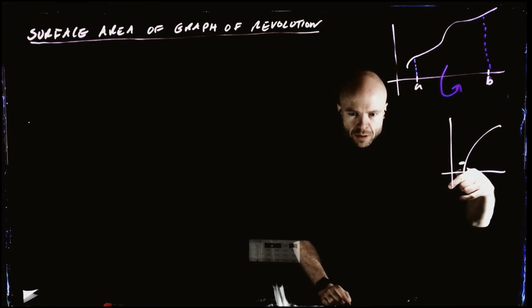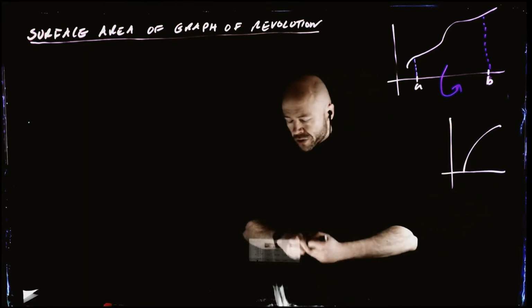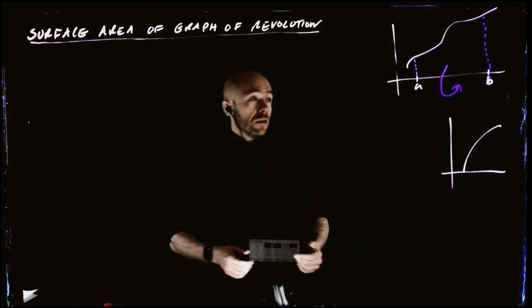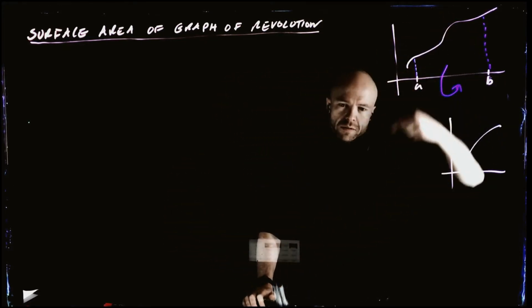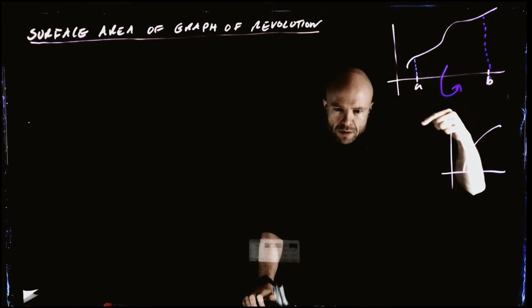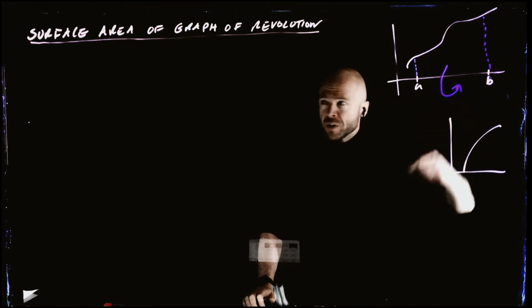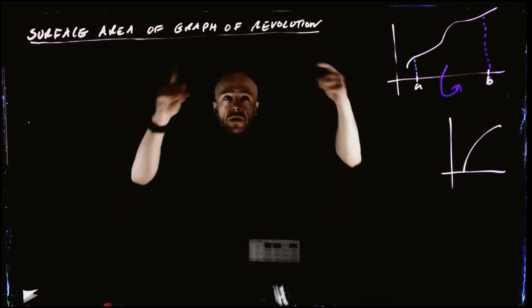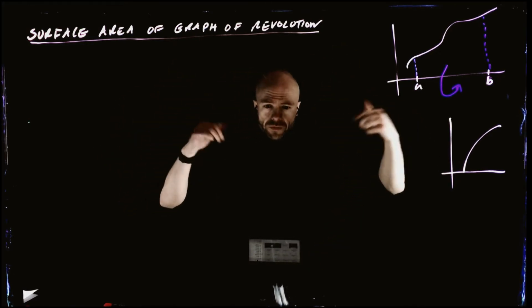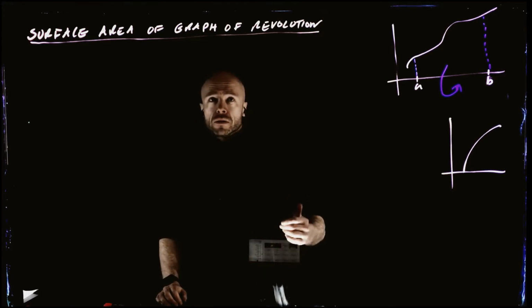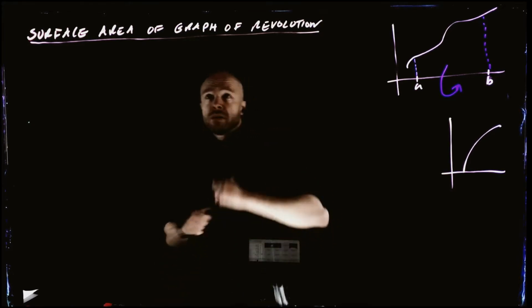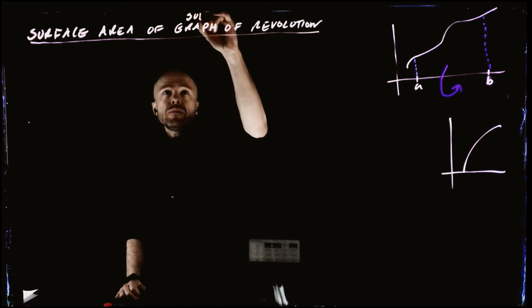And what we're going to try and do is find the surface area of this two-dimensional thing that we obtained by rotating around. Okay? So that's the surface area of the graph of revolution. Or the surface of revolution, perhaps.